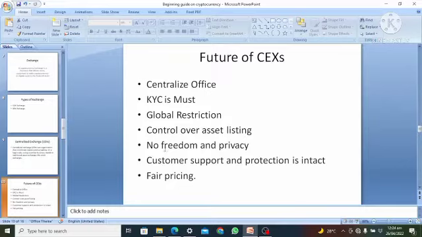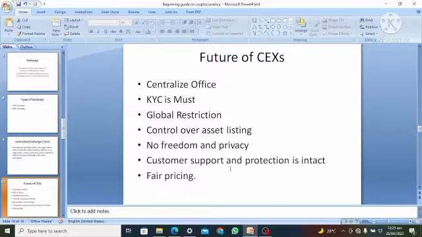The next one is no freedom and privacy. That is why, if you look at number 2, we talk about KYC, which is know your customer. There is nothing like freedom and privacy in centralized exchange. So let's move to another one.